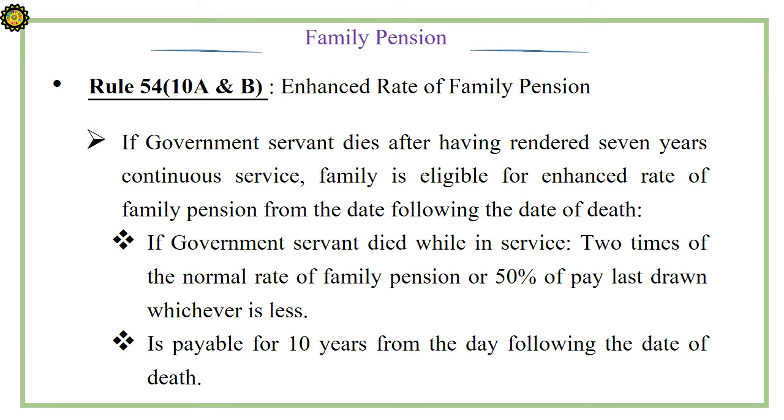Enhanced rate of family pension. If a government servant dies after having rendered 7 years continuous service, family is eligible for enhanced rate of family pension from the date following the date of death. If the government servant died while in service, 2 times the normal rate of family pension or 50% of pay last drawn, whichever is less. It is payable for 10 years from the day following the date of death.